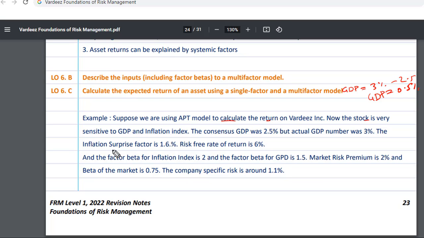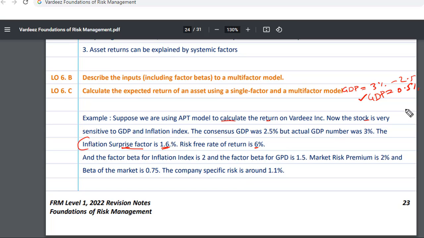Similarly, I have the inflation surprise factor, which is given as 1.6. Now what do we mean by surprise factor? A surprise factor is something that is already calculated, you don't have to calculate it. The final answer that we get after calculating all these things is also referred to as the surprise factor. Here the inflation surprise factor is already given as 1.6%. The risk-free rate is 6%.